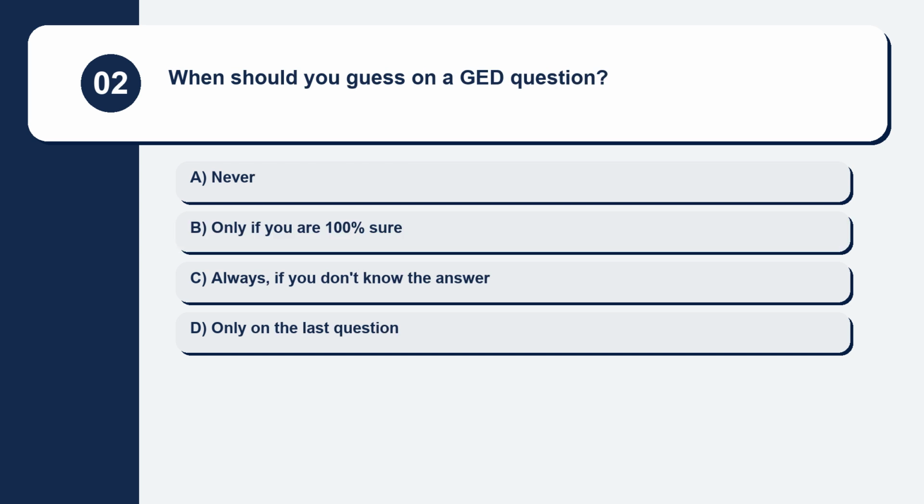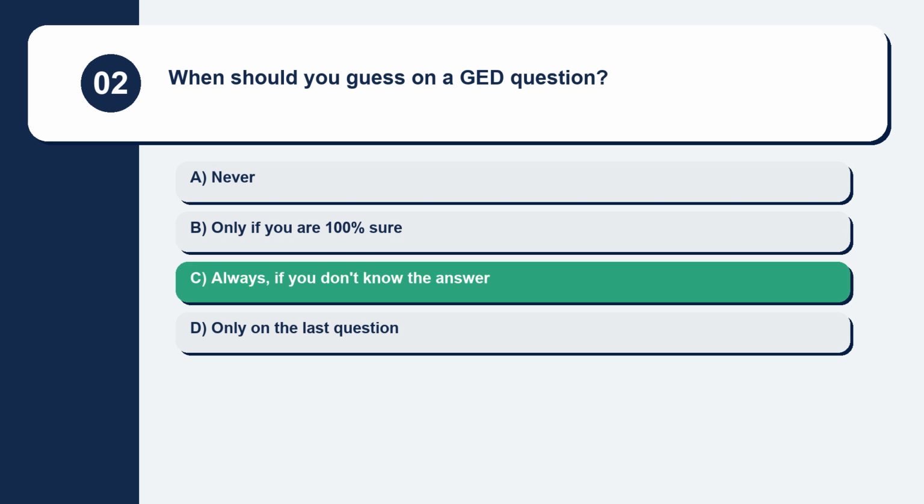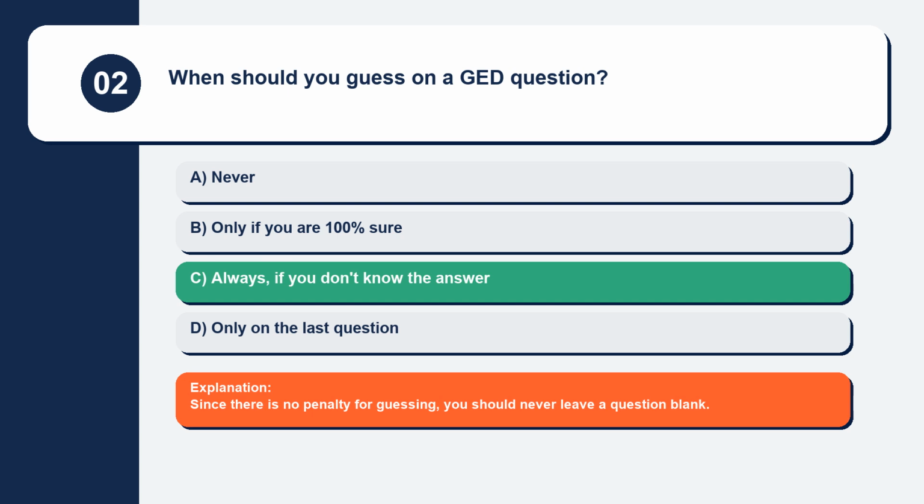Question 2. When should you guess on a GED question? Never. Only if you are 100% sure. Always, if you don't know the answer. Only on the last question. Since there is no penalty for guessing, you should never leave a question blank.